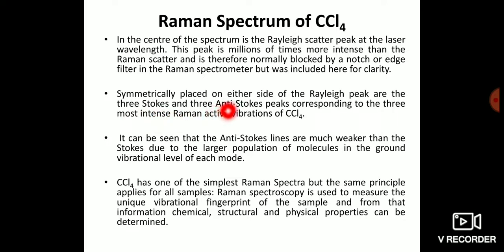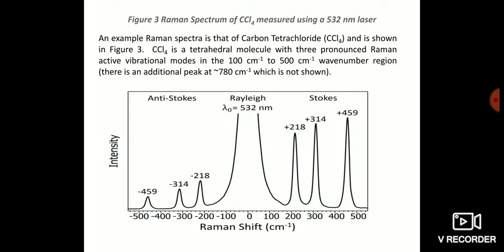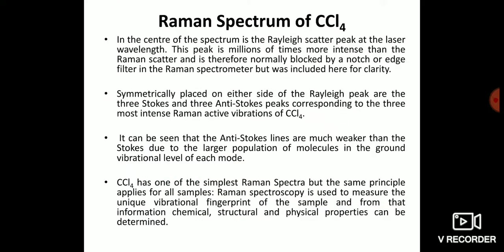So symmetrically placed on either side of the Rayleigh peak are the 3 Stokes and 3 anti-Stokes peaks corresponding to the 3 most intense Raman active vibrations of CCl4. On either side, here you can see Stokes and here you can see anti-Stokes Raman scattering. It can be seen that the anti-Stokes lines are much weaker than the Stokes due to the larger population of molecules in the ground vibrational levels of each mode.